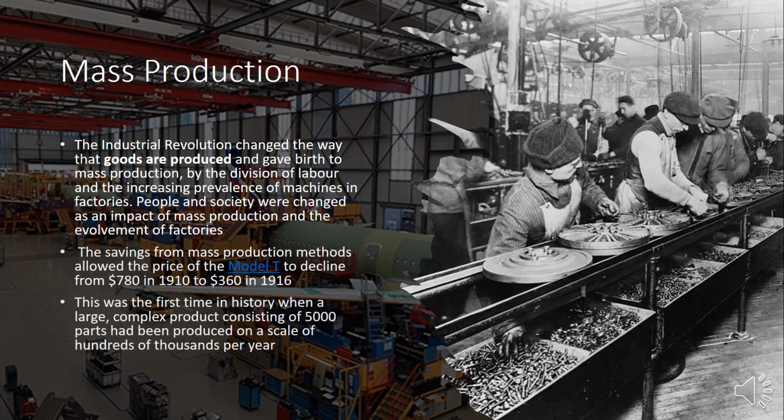So as I've mentioned earlier, due to the discovery or the increased use of electrification and new machines developed, there was a shift from the agricultural industry to the manufacturing industry. The Industrial Revolution changed the way that goods are produced and gave birth to mass production, the division of labor, and the increasing prevalence of machines in the factory.